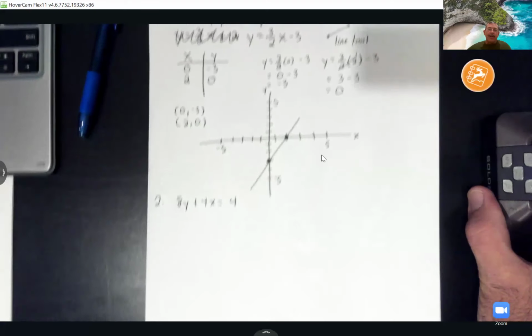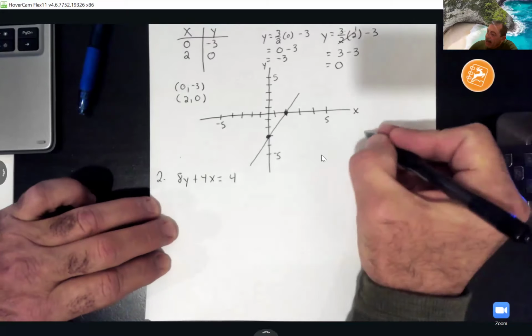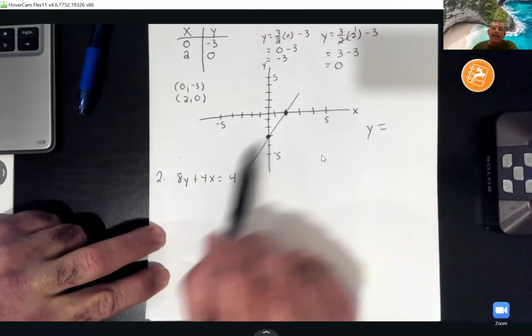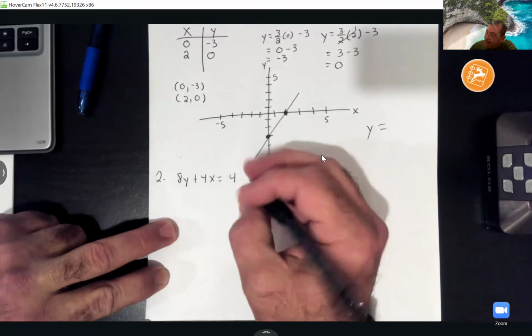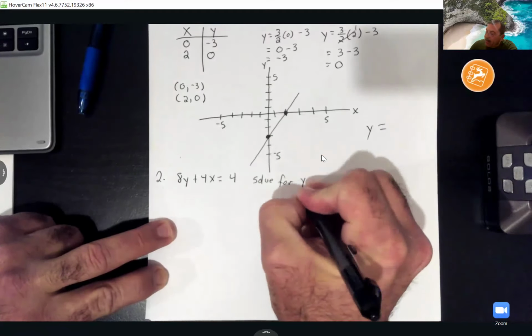All right, so we'll work it by hand and then come back and we'll plot our points, okay? Now, the trick on this one, if you wanted to use the calculator, remember the calculator says y equals. So in order to use the calculator for this problem, we got to solve it for the y no matter what. So we're going to solve for the y.